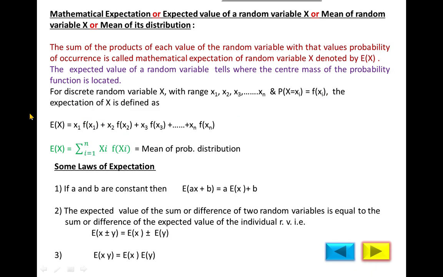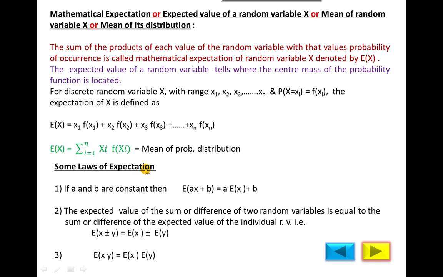Okay, so we can combine these values in the form of a formula. Instead of the long statement, x1, x2, up to xn with f(x1), f(x2), you can use xi f(xi), where i varies from 1 to n, so you can write the summation sign from i equal to 1 to n, same as the formula of the mean and standard deviation. This is also called the mean of the probability distribution, E(x).